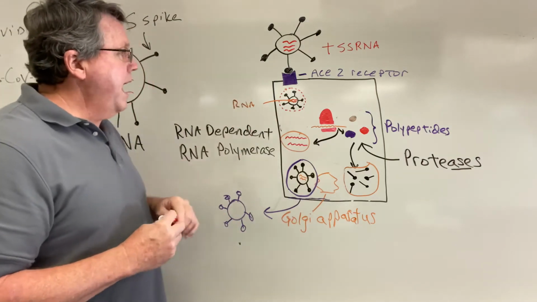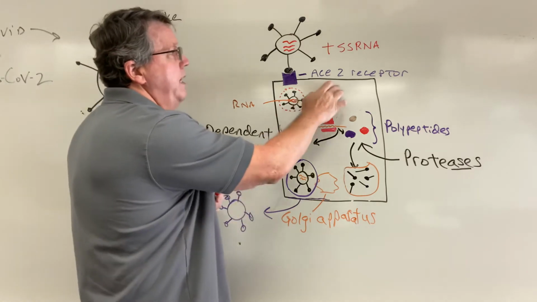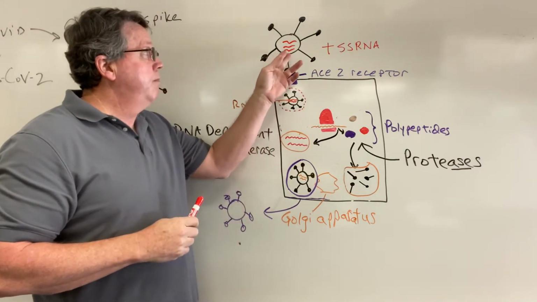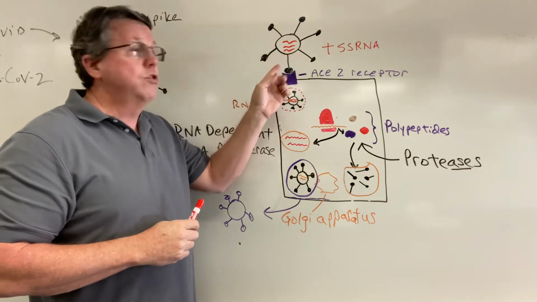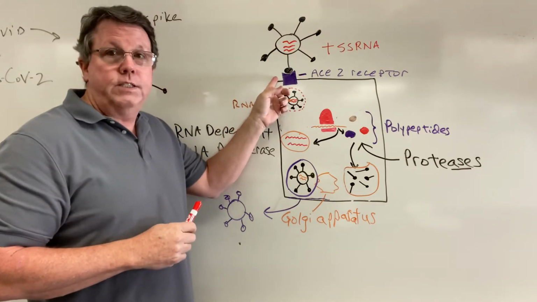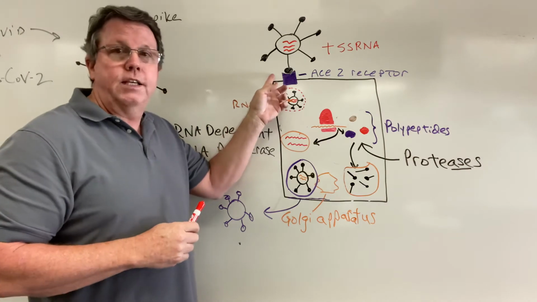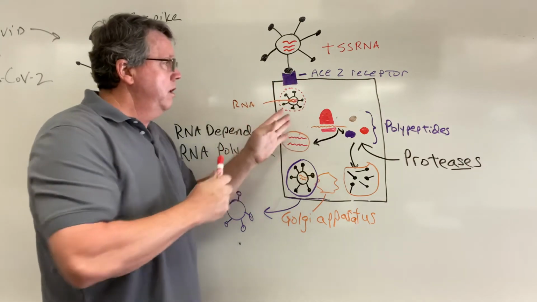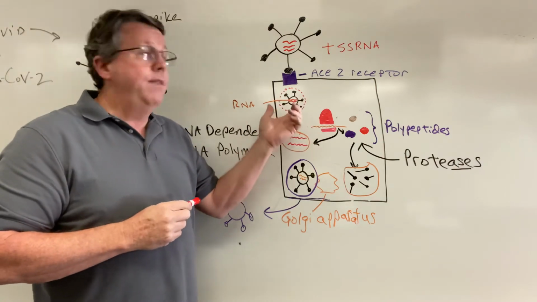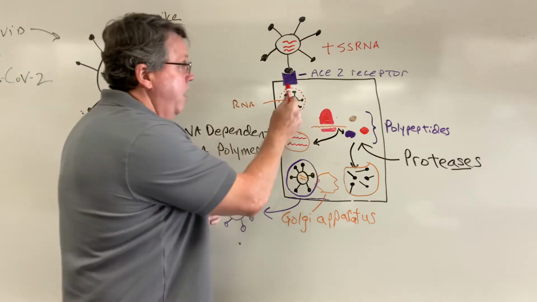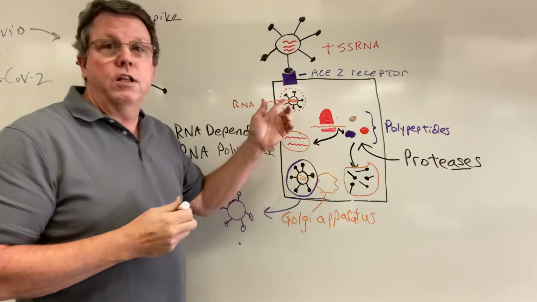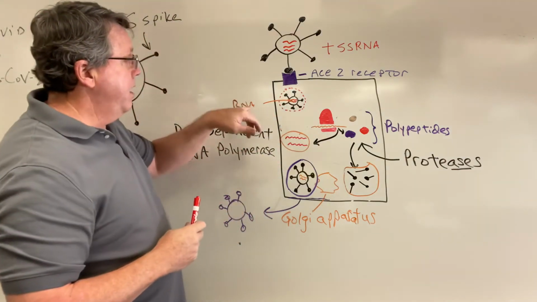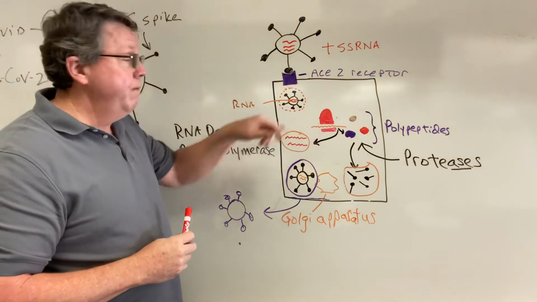So what's going to happen is you have the ACE2 receptor, and my virus is going to attach onto the ACE2 receptor. When it attaches onto the ACE2 receptor, it's going to be brought into the pneumocyte, and then you can see it's covered here in the membrane. This is called endocytosis. It's covered in the membrane, and if you notice, we have the RNA inside there.